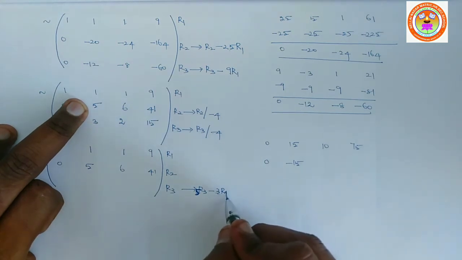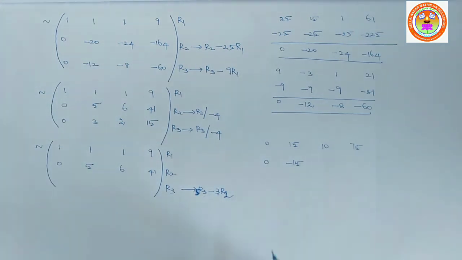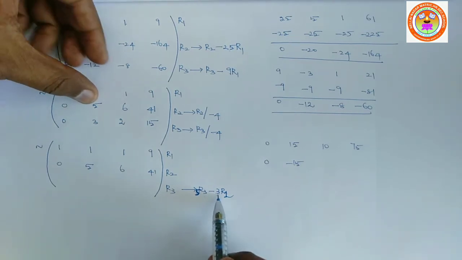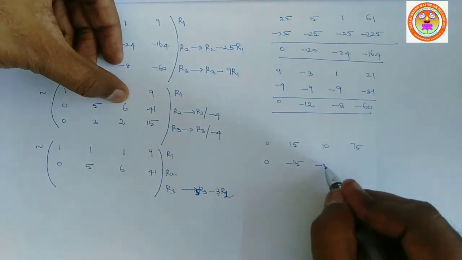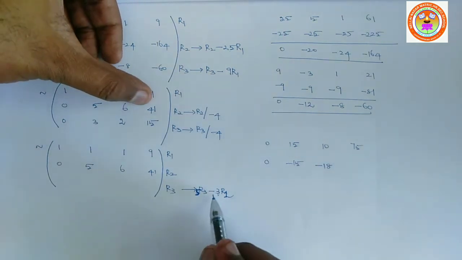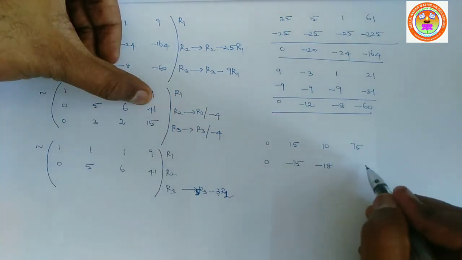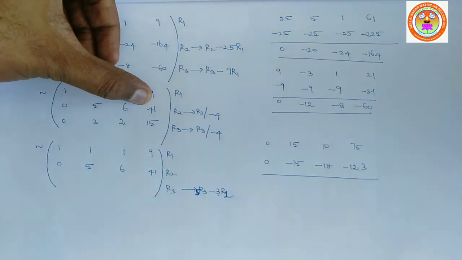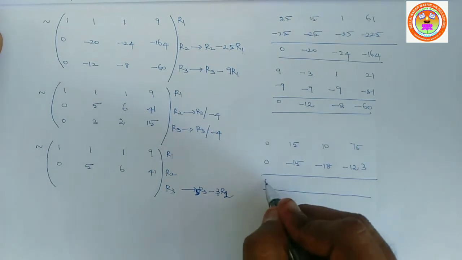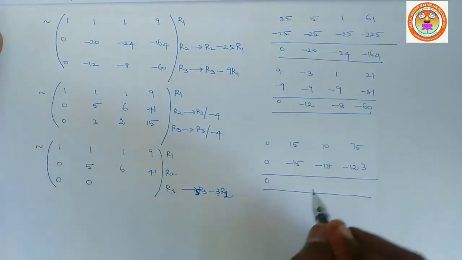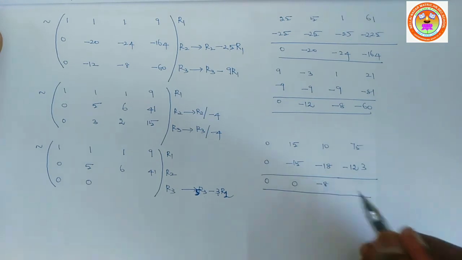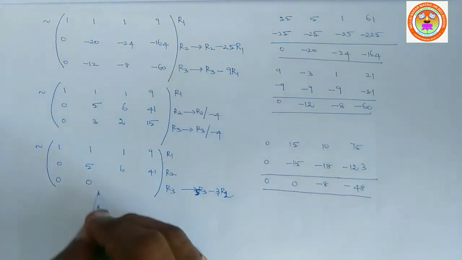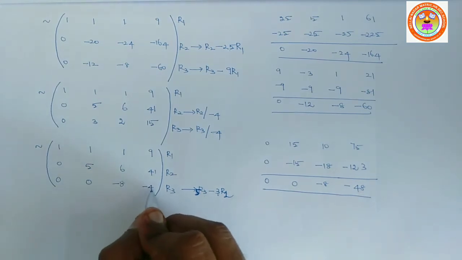Sorry, R2, because it is R3 minus R2. 0 into 3 is 0. 5 into minus 3 is minus 15. 6 into minus 3 is minus 18. 41 into minus 3: 3 into 1 is 3, 4 3s are 12, so minus 123. So 0, 0, 0. 15 minus 15 is 0. 10 minus 18 is minus 8. 75 minus 123 is nothing but minus 48. So the row is 0, 0, minus 8, minus 48.